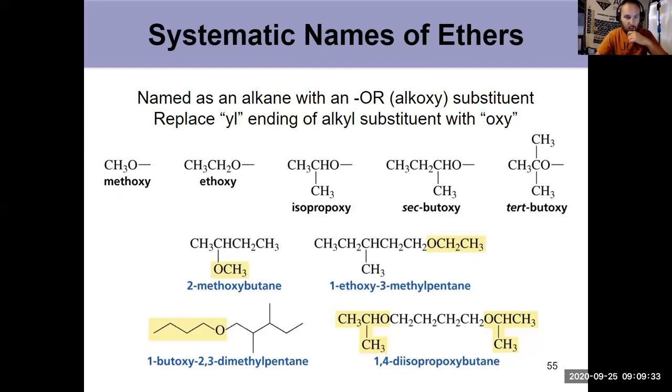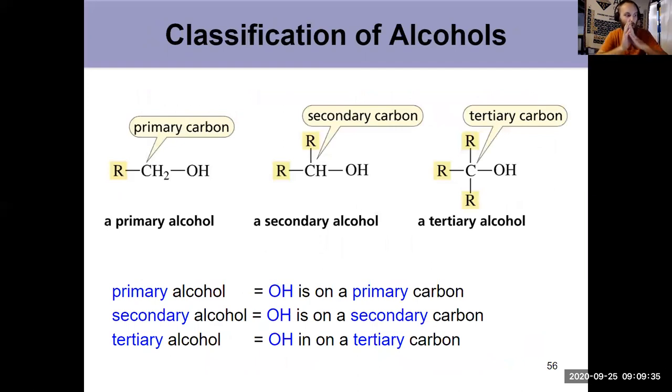What about alcohols? Okay. Now, whereas an ether gets named as a prefix, okay, alcohols get named using a suffix. Okay, we should know the classification of alcohols as well, okay? And it's just like what we saw with alkyl halides. An alcohol is defined as having an OH group attached to carbon, okay?